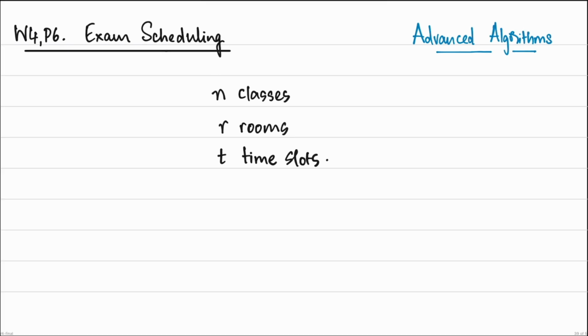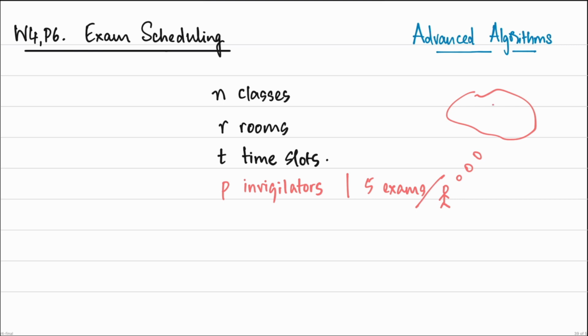Now, another element that we need to keep in mind is invigilation. So we have P invigilators who are willing to basically proctor these exams, but we have a limit of only 5 exams per invigilator. So 5 exams per person here, and each invigilator also has a certain set of times when they're available. So we have to keep in mind their time slot constraints as well.